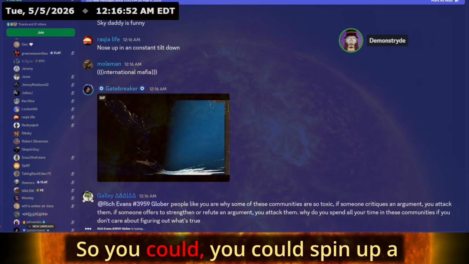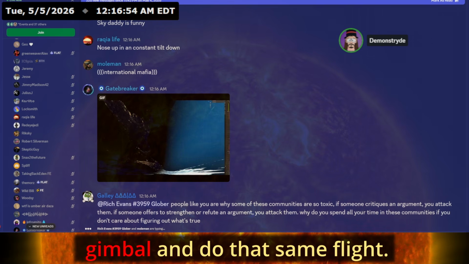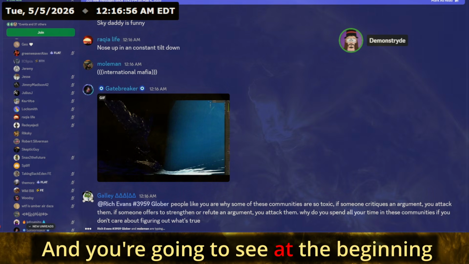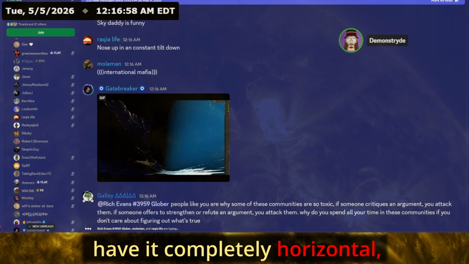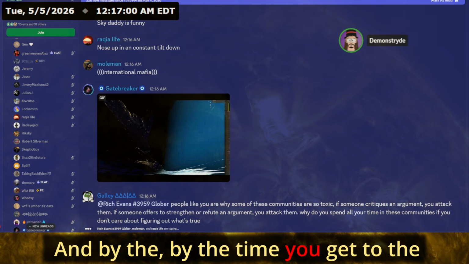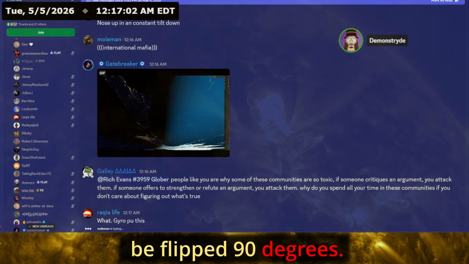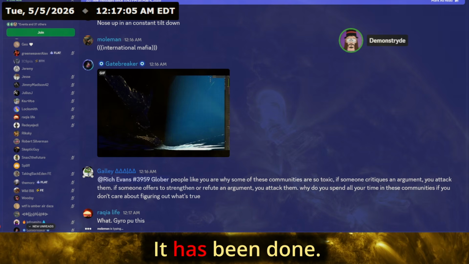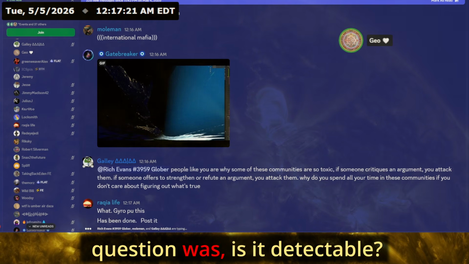Yes, that's the point. So you could spin up a flywheel and put it on a gimbal and do that same flight. And you're going to see at the beginning of the flight, you can have it completely horizontal, whatever. And by the time you get to the North Pole, it will be flipped 90 degrees. This is a thing you can do. It has been done.